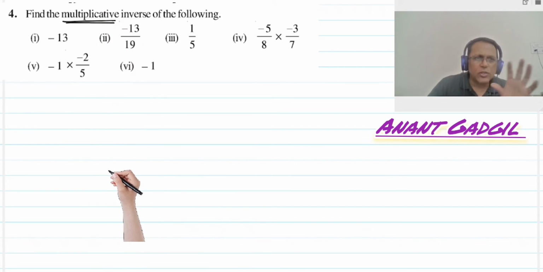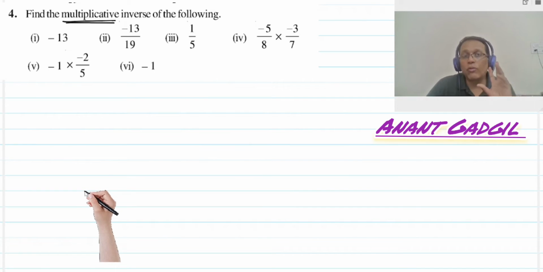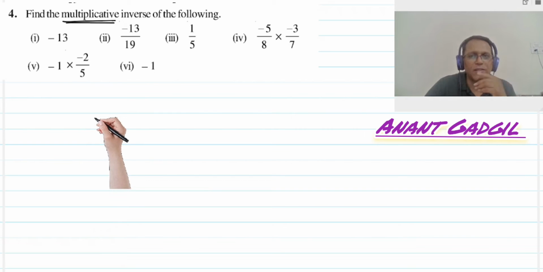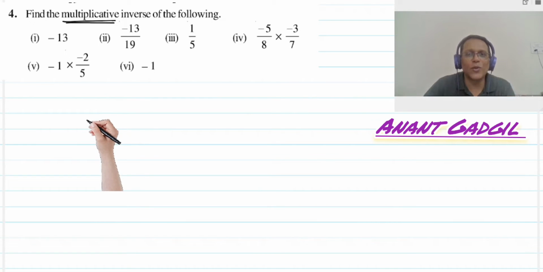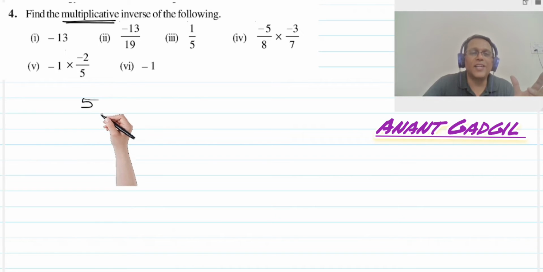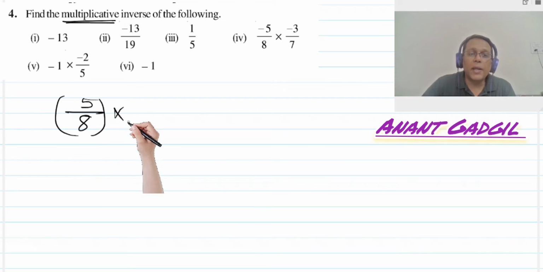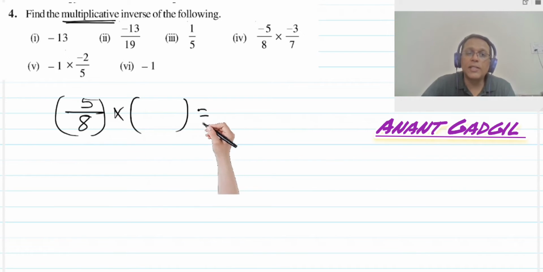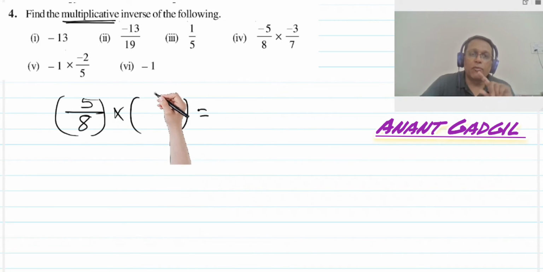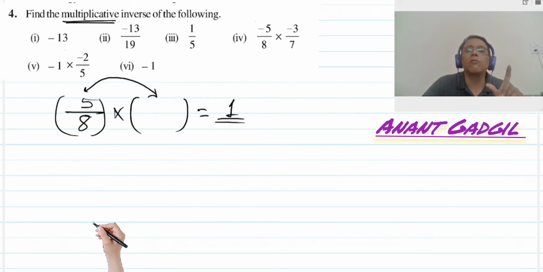So first of all, let's see what is meant by multiplicative inverse, and there is also one more name to that term. You know what that is called? Multiplicative inverse is also called reciprocal. Yes, so if the number is 5 by 8, then the multiplicative inverse of this number is that number by which, if you multiply 5 by 8, you will get the answer 1.